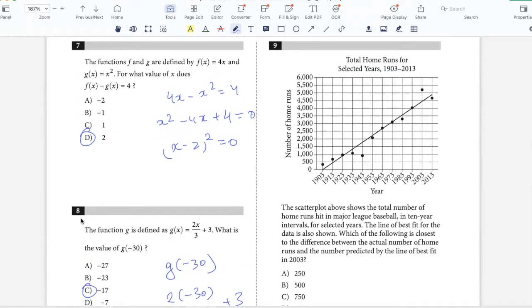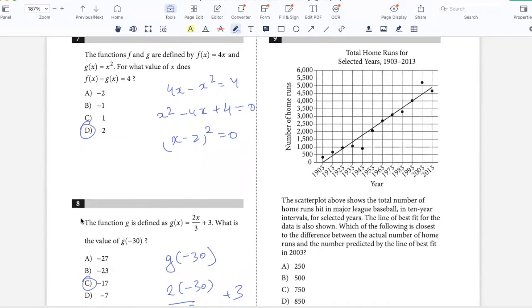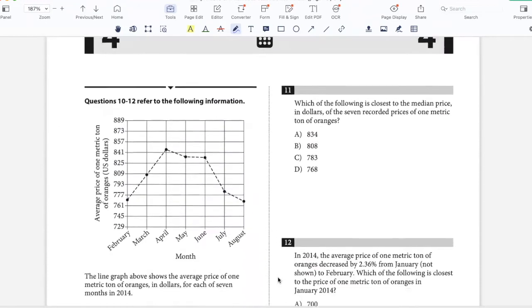The scatter plot above shows the total number of home runs hit in Major League Baseball in 10-year intervals for selected years. The line of best fit for the data is shown. Which of the following is closest to the difference between the actual number of home runs and the number predicted by the line of best fit in 2003? Okay, so 2003 number predicted is 4,500 and actual number is about 5,250. So the difference is about 750.